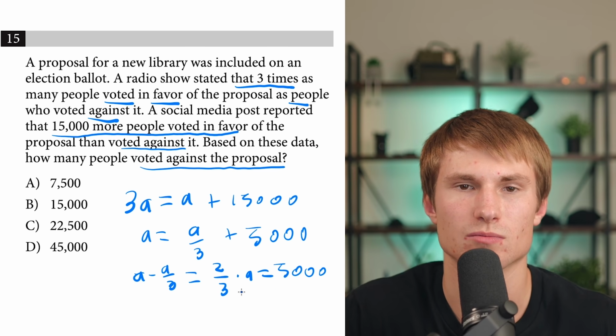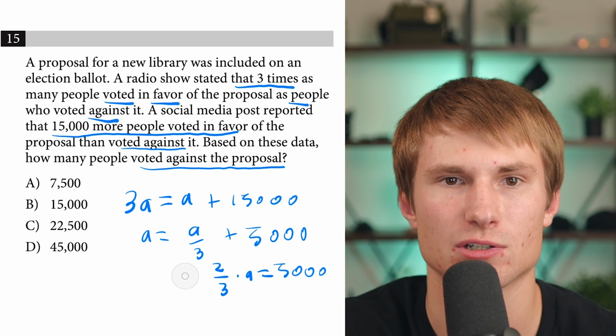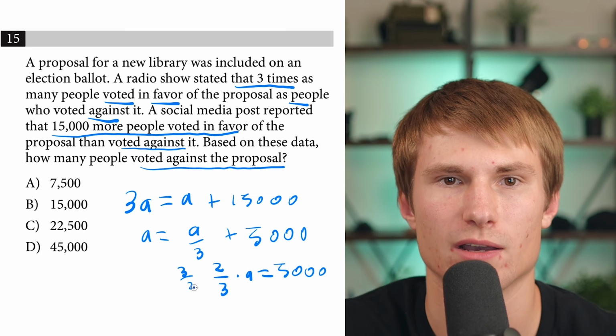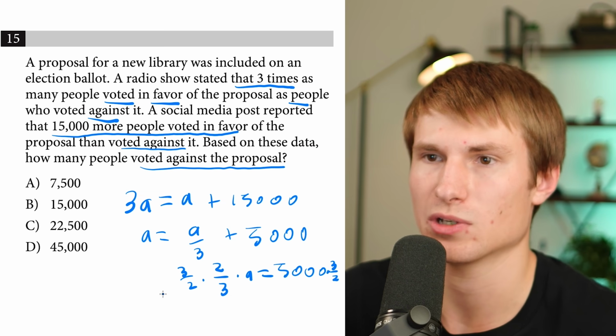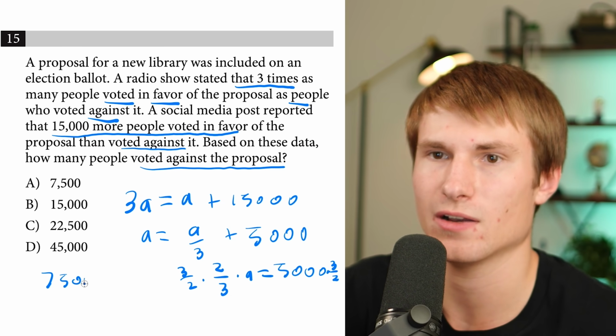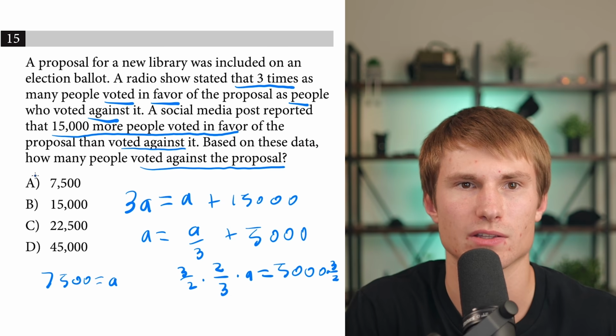Next thing we'll do is multiply both sides by 3 over 2. Keep in mind that 5,000 times 3 over 2 will give us 7,500. So we'll have 7,500 is equal to A. So our answer there is answer choice A.